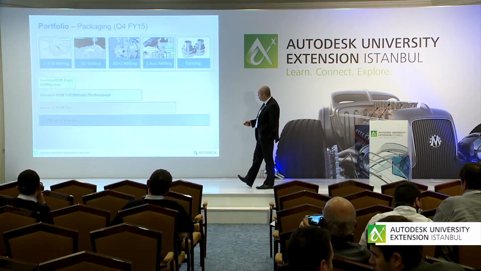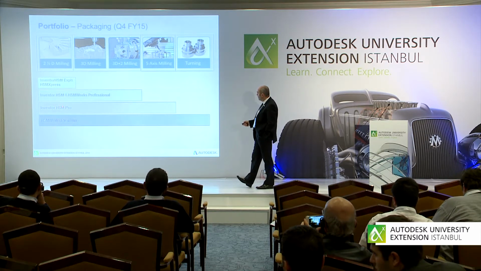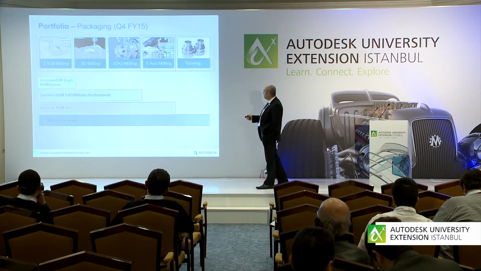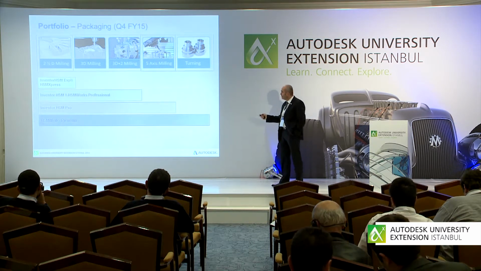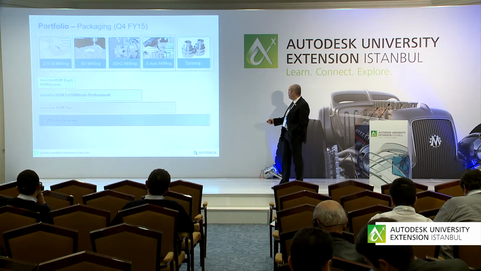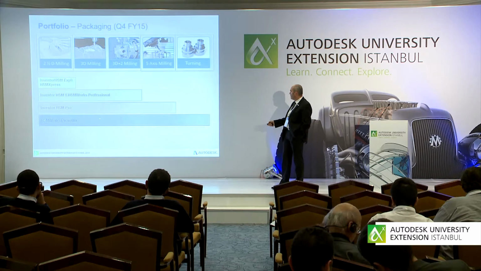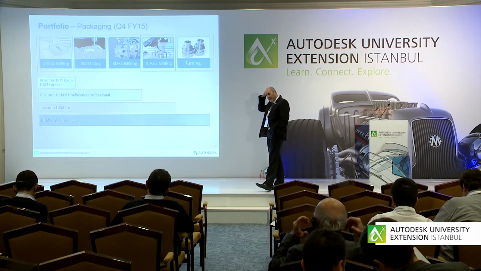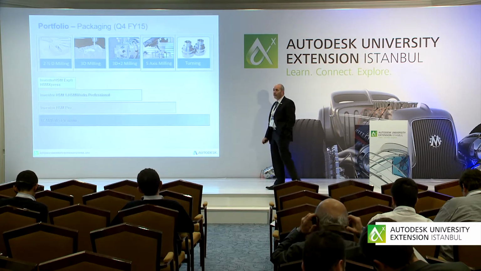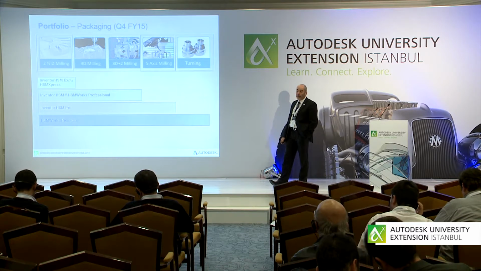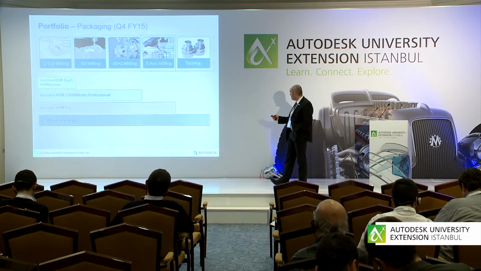Inventor HSM Pro contains 2D, 3D, 3+2, and 5-axis milling. And HSMWorks Premium, this is the only difference between Inventor HSM Pro and HSMWorks Premium: turning. We are still developing the turning for Inventor HSM, and we will come up next year around March or April with a turning release.